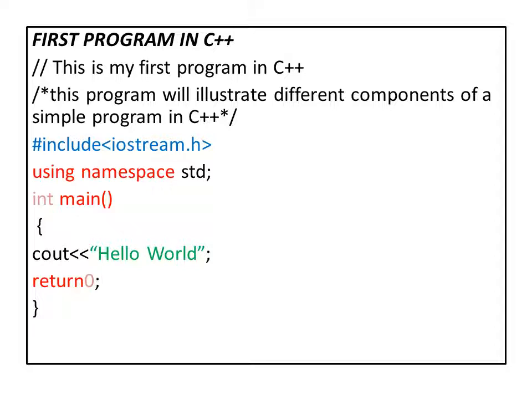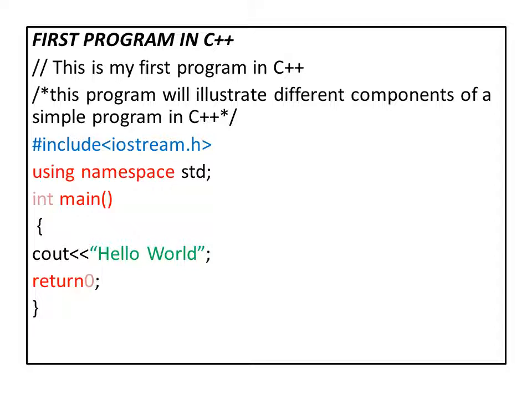Now using namespace std is just to say that these cout and cin are the standard input or output devices, and they use the standard format in the C++ library. So to mention that, we globally declare it using namespace std. This is the global declaration part.